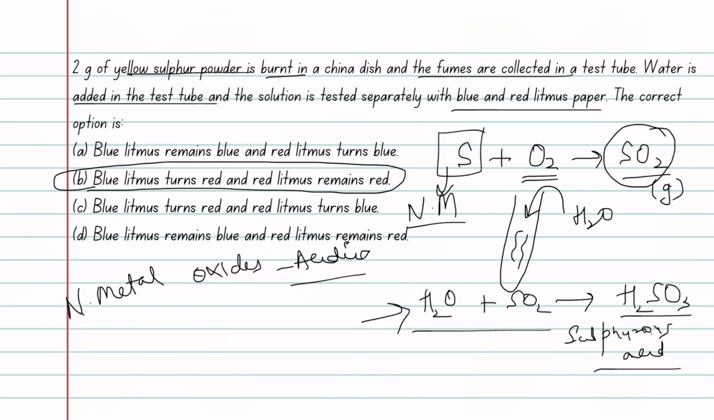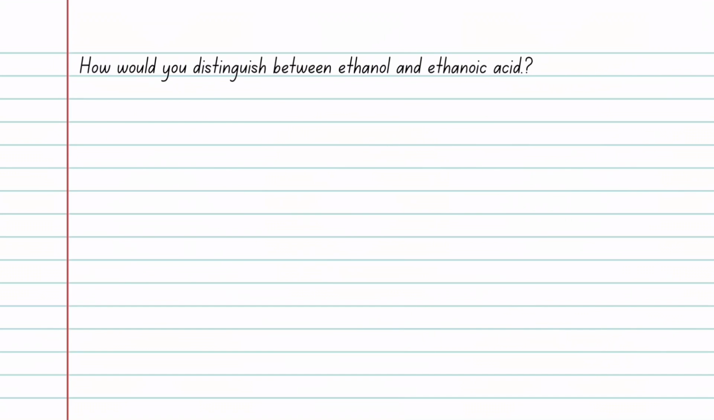So I hope this question is also completely understood. Let's move on to the next question. Now we have ethanol and ethanoic acid. How would we distinguish between the two? Ethanol is CH3CH2OH. Ethanoic acid is CH3COOH, that is CH3, C double bond O, and then OH, right? But we have the two as colorless liquids. How would we distinguish between the two?